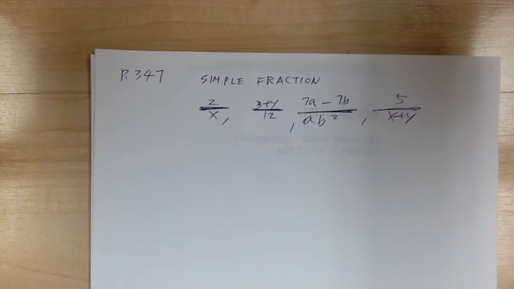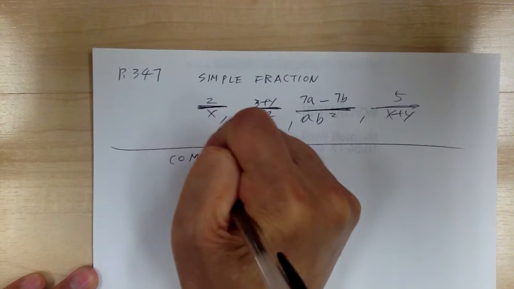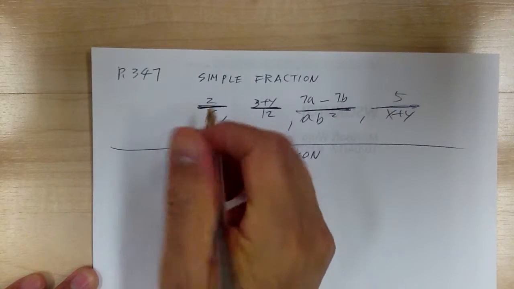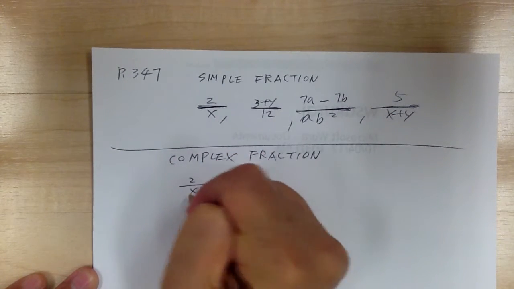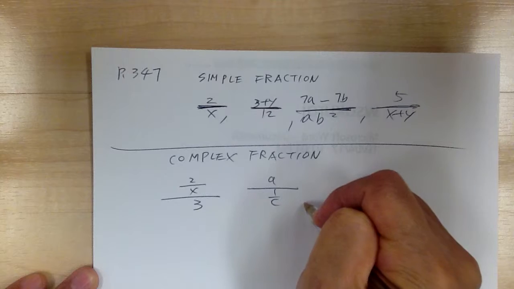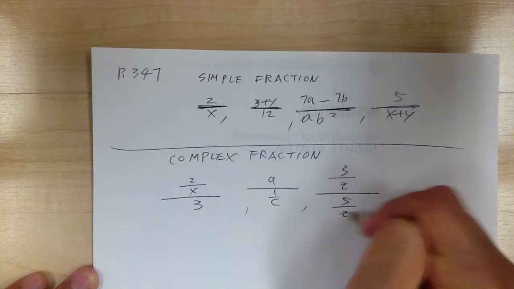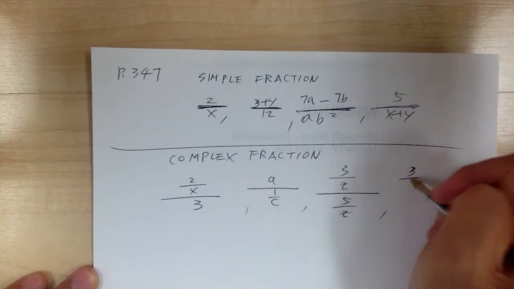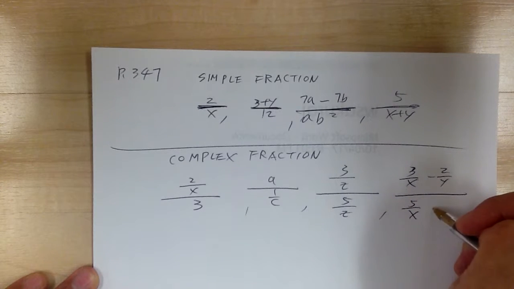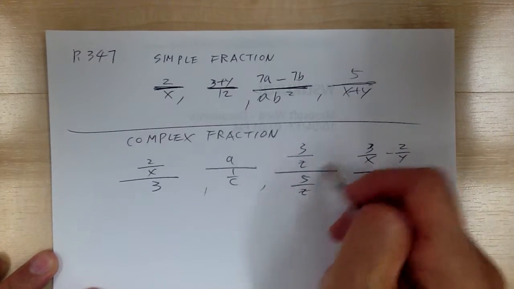Now the complex fraction has more than one fraction bar. For example, that would be like 2 over x over 3, or you have a over 1 over c, or you've got 3 over z over 5 over z, or you have 3 over x minus 2 over y over 5 over x plus 3 over y. So these are complex fractions. You have more than one fraction bar.